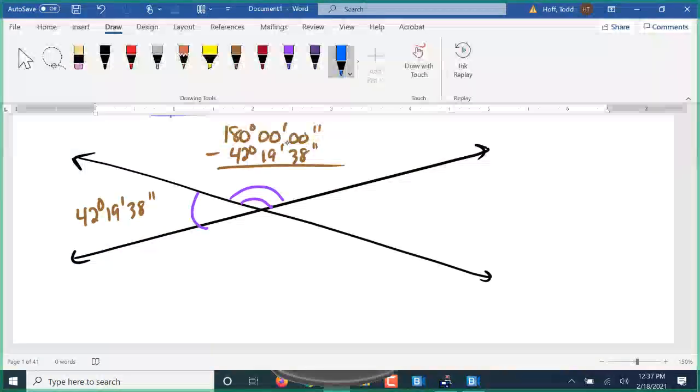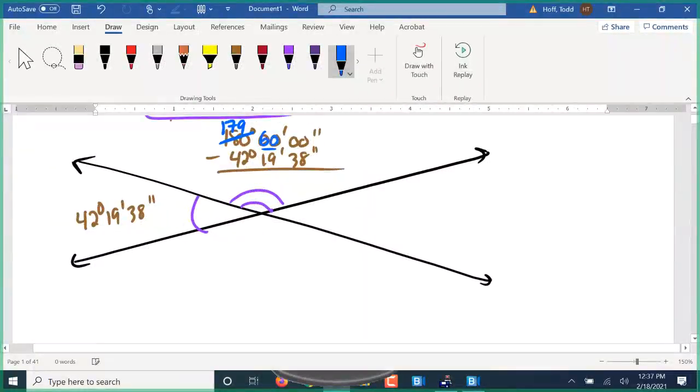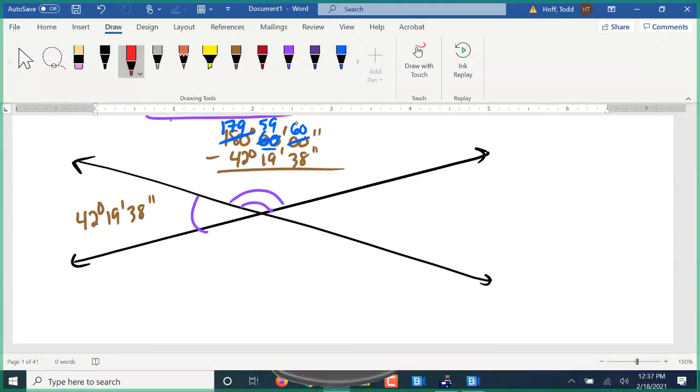And now as I subtract, 0 minus 38, of course, can't be done, so I have to borrow. Nothing here to borrow from, so I go all the way to the 180. That'll become 179. That would make this 60 minutes here, but I need to borrow from that, so that's going to become 59 minutes, and this will be 60 seconds. Now we can subtract. 60 minus 38 is 22 seconds. 59 minus 19 is 40 minutes, and 179 minus 42 is 137 degrees.